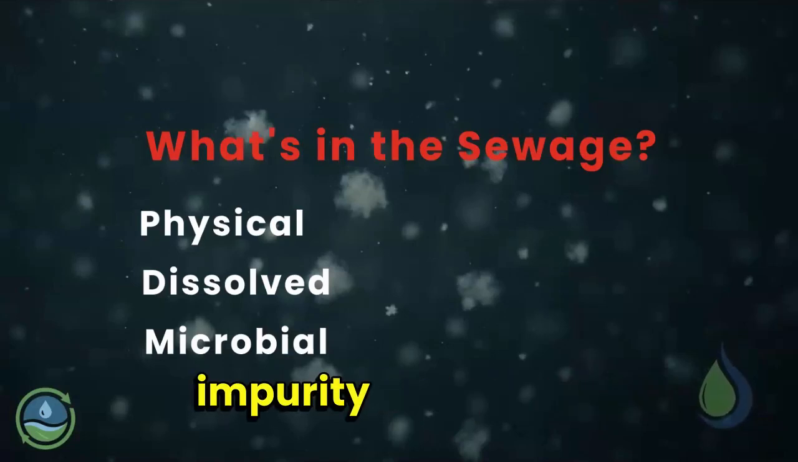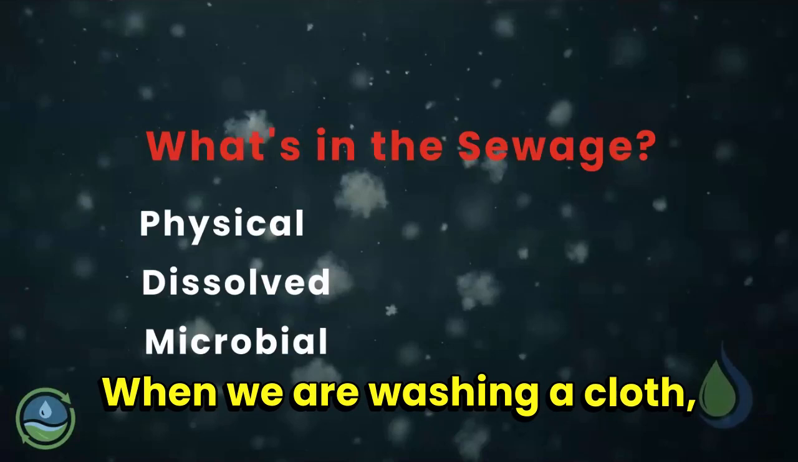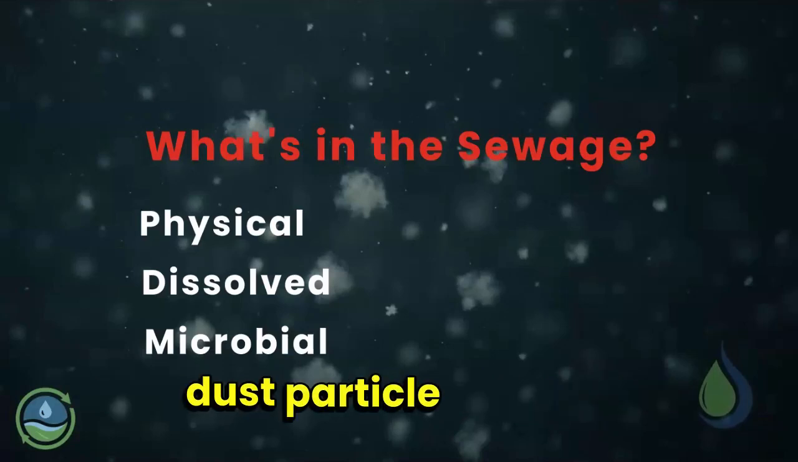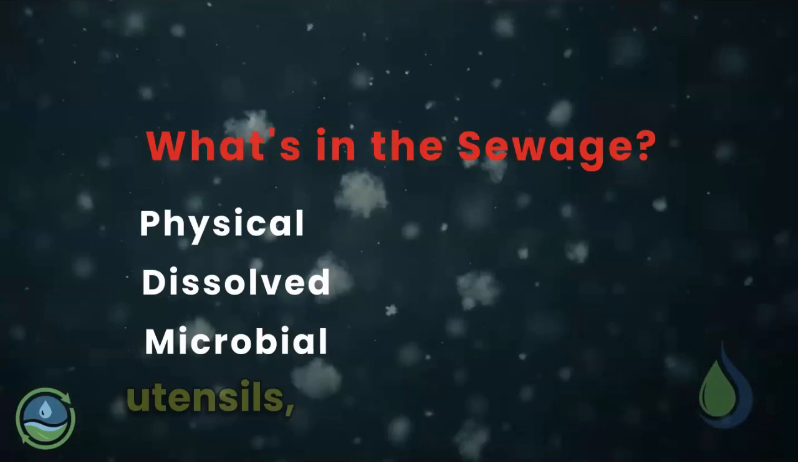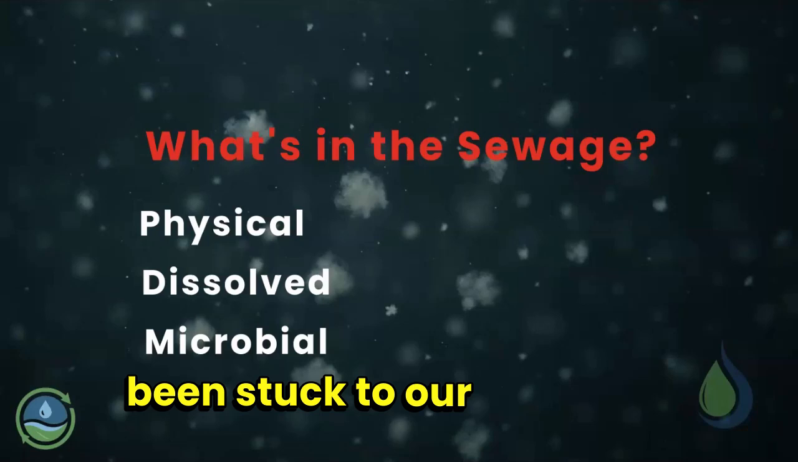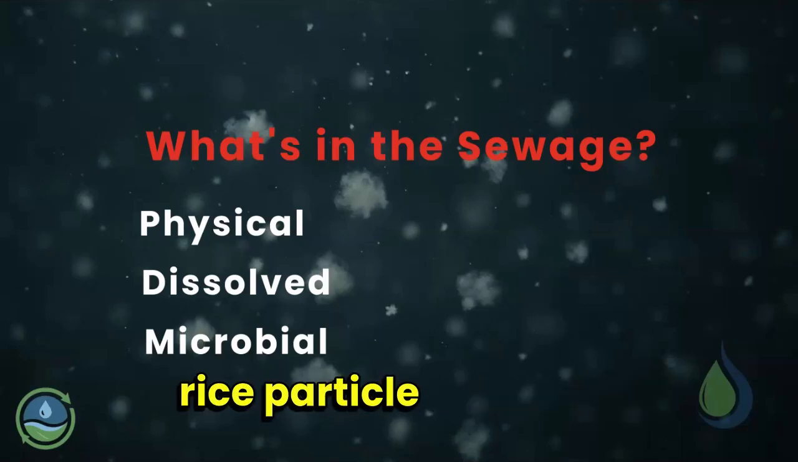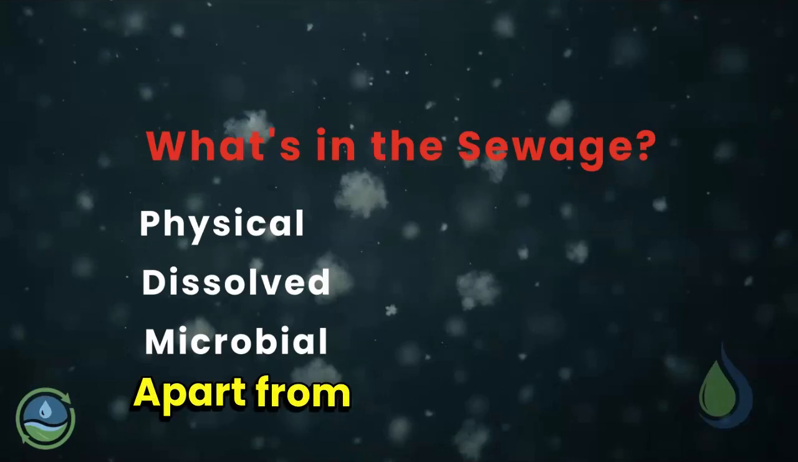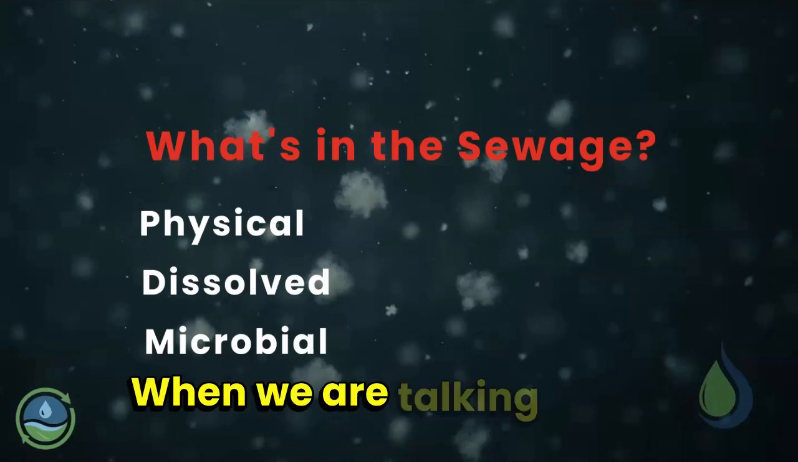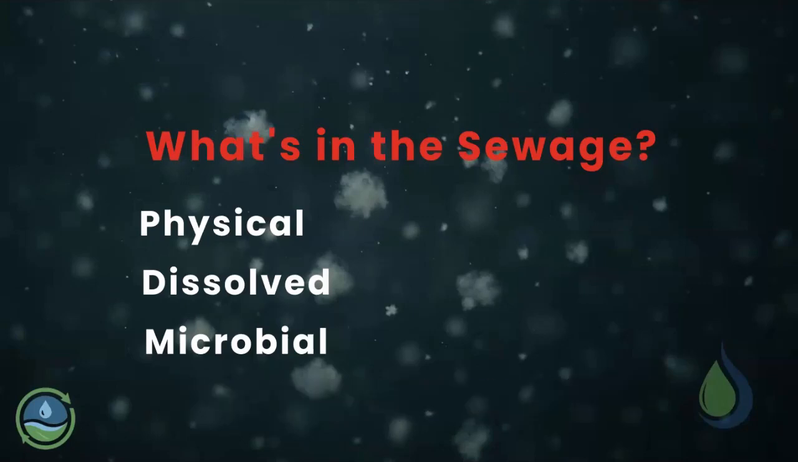What is a physical impurity in sewage? When we are washing a cloth, small particles, dust particles which are there on the fabric go into the water. When we are washing our utensils, when we wash our hand after a meal, whatever has been stuck to our hand, the rice particle or the dal particle, whichever, it again goes into the water. Apart from this, water also contains a lot of sand. When we are talking about sewage, we are not talking about sewage treatment only from our home.